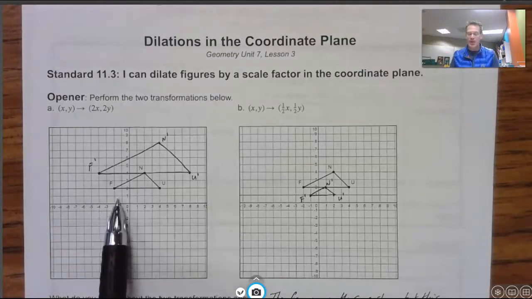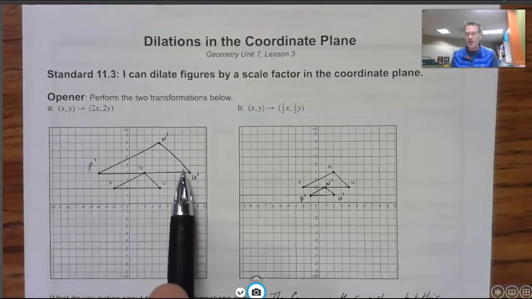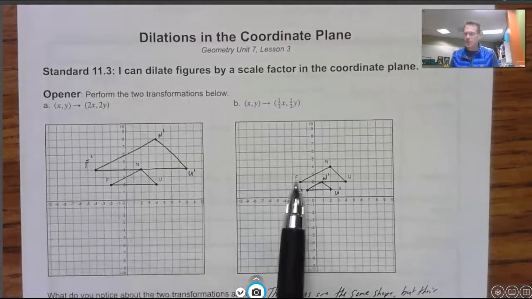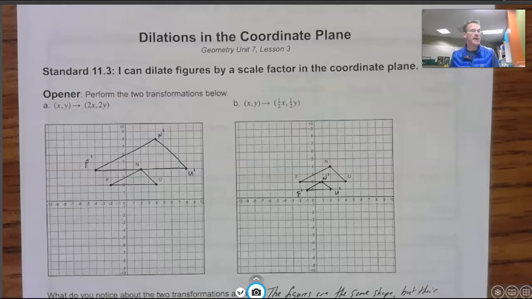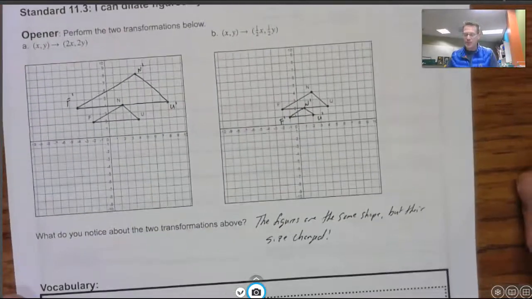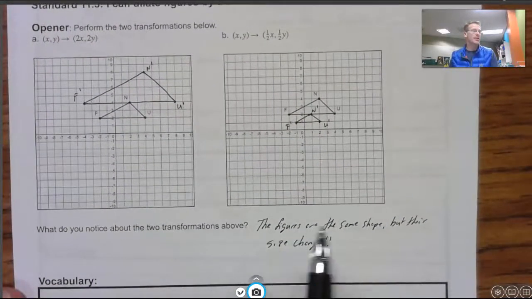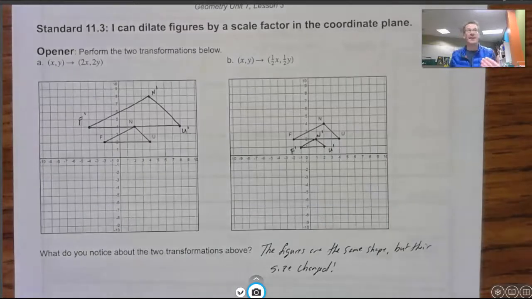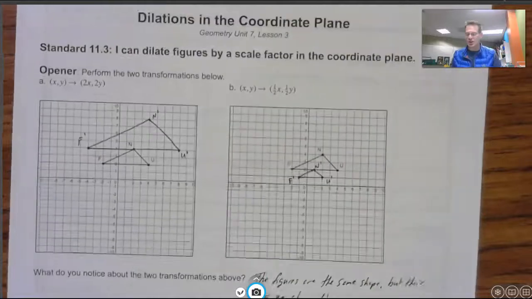When we look at part A, we had triangle FUN here, and notice it got enlarged. It's now bigger than it was, but it's still the same shape. When we look at triangle FUN over here, this time it got reduced or shrunk. So now it's smaller. Hopefully you noticed that they're the same shape, but their size changed. So these are not an isometry. And what these actually are, and you may have guessed this, is a little bit of a lead in: these are both dilations.